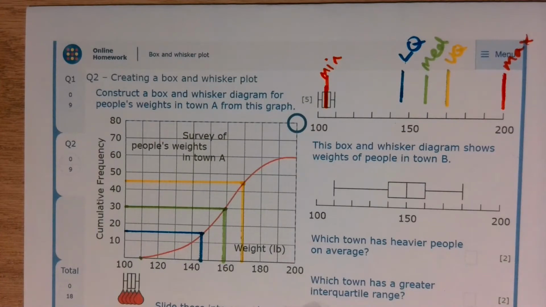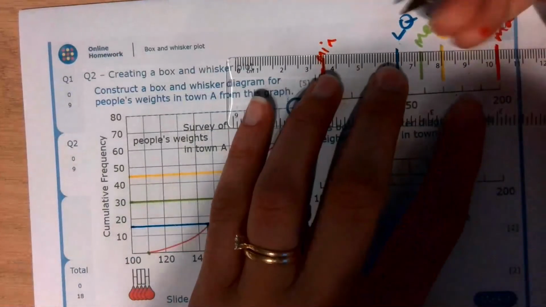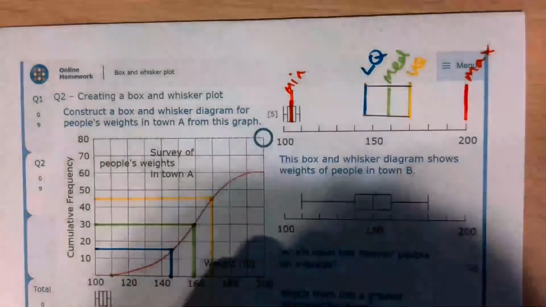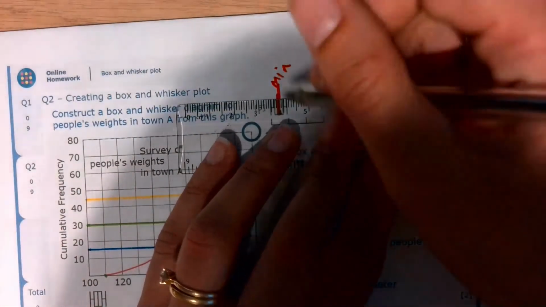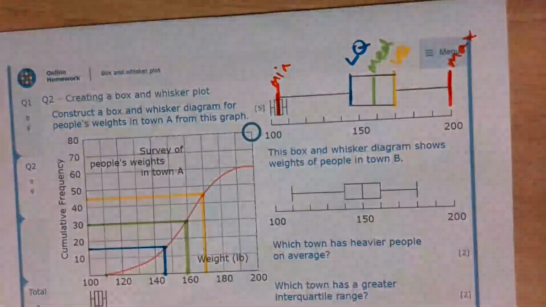Then, of course, you would have done all this in pencil, because you always draw in pencil. You first of all draw your box, which should be a nice rectangular box, not whatever the hell that is, and then give your box some whiskers. I have a very intoxicated box and whisker plot.